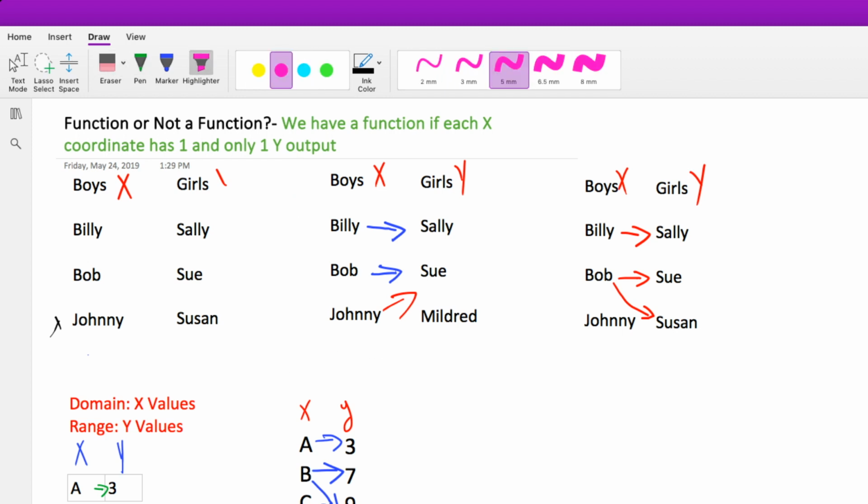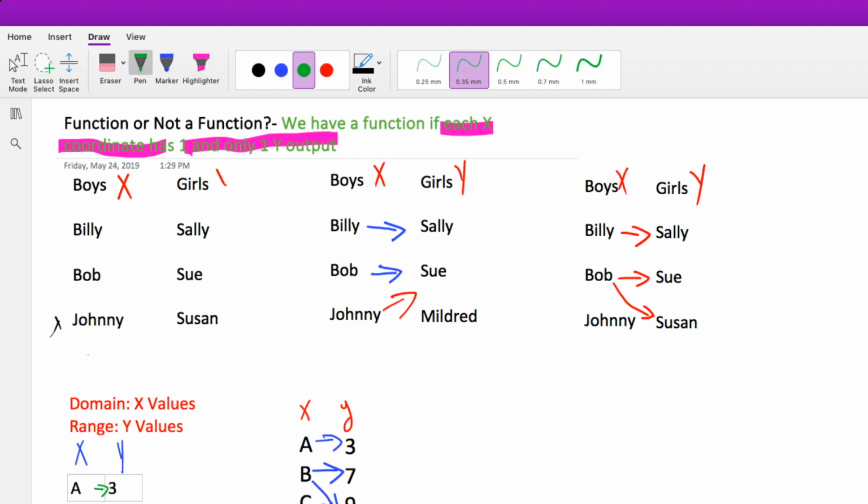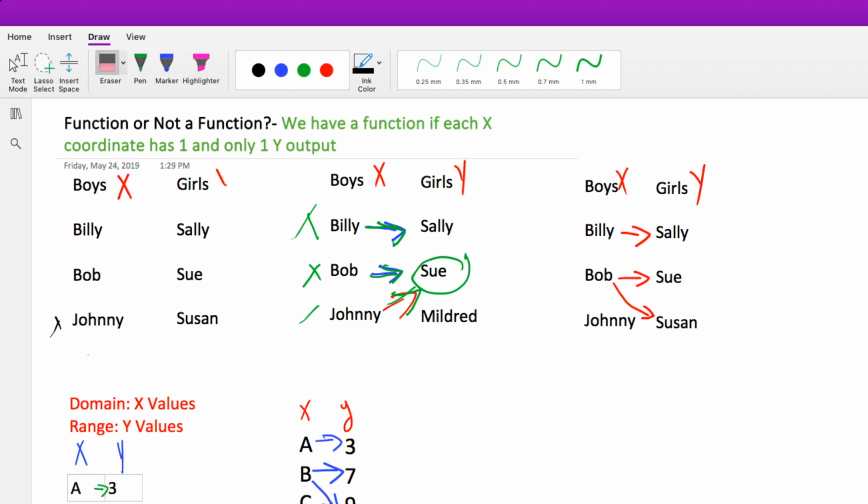Once again, let's look at the definition. We have a function if each x coordinate has one and only one y output. So let's see if we have the requirements here. Billy still only likes Sally, Bob likes Sue, and Johnny also likes Sue. Wait a second here. So do we have a function? Because here, our boys are x, remember? We see two x's liking the same y.